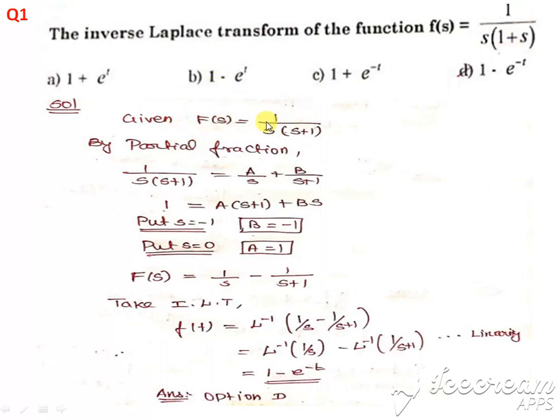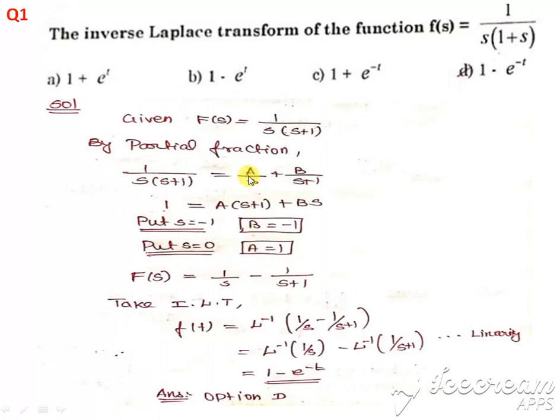First we take partial fractions, we can separate the terms A by s plus B by s plus 1. Next step we will take the LCM and take the denominator. We get 1 is equal to A into (s plus 1) plus Bs, and put different values for s. We need to find the constant values A and B. Put s equal to minus 1, we get B is equal to minus 1. Put s equal to 0, we get A is equal to 1.